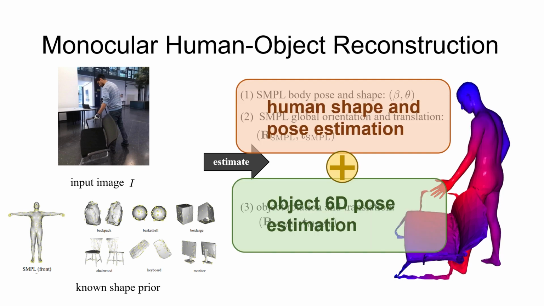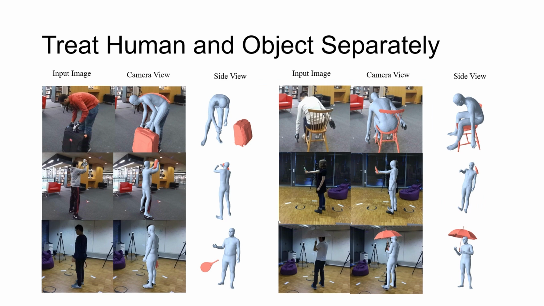Then the monocular human-object reconstruction task can be treated as a hybridized task which contains the human shape and pose estimation task and the object 6D pose estimation task. If we treat these two tasks separately, we may be in trouble. These examples show the results computed by two completely separated models. The human mesh is reconstructed by a human mesh recovery model called ProHMR, and the object mesh is reconstructed by another object 6D estimation model called EPro-PnP. From these examples, we see that reconstructing human and object in isolation will produce inconsistent results such as a floating object in the air or interpenetration between the human and the object.